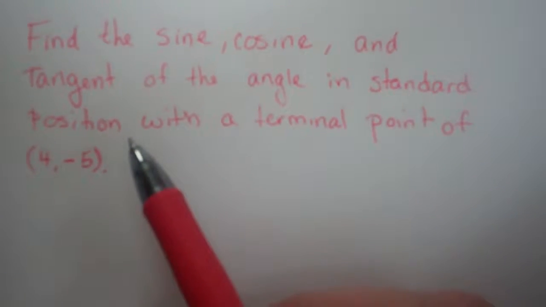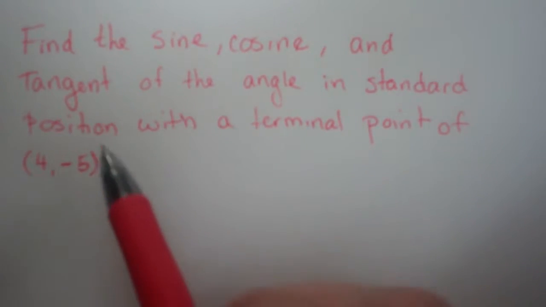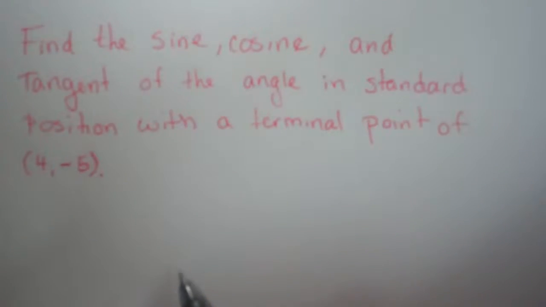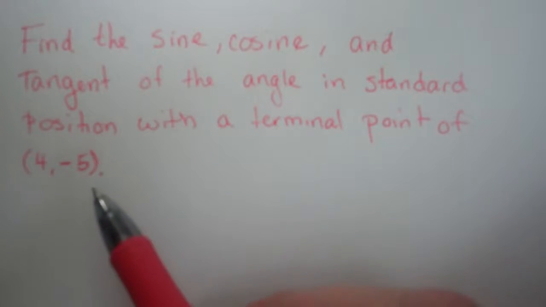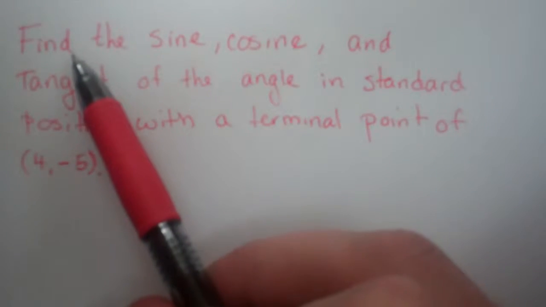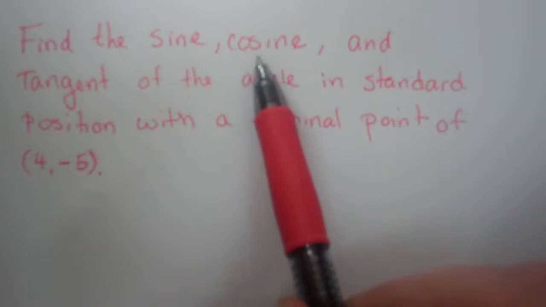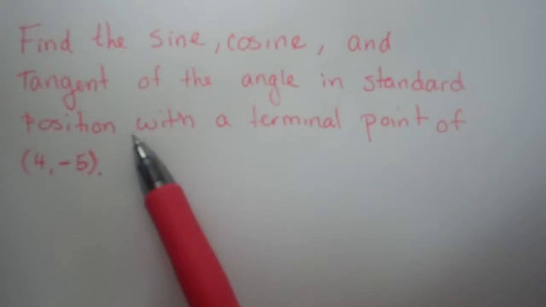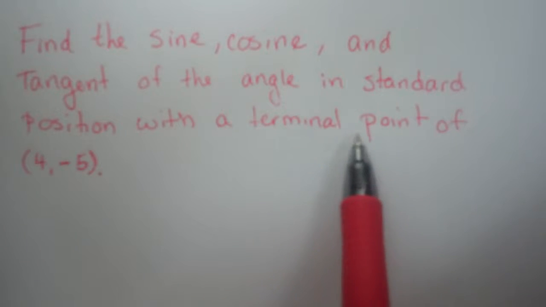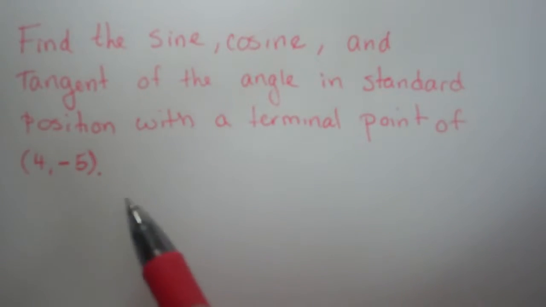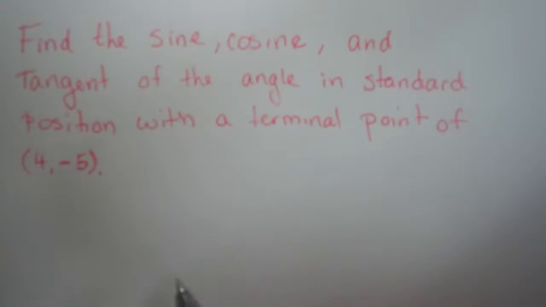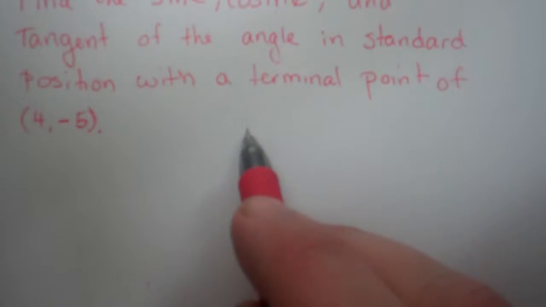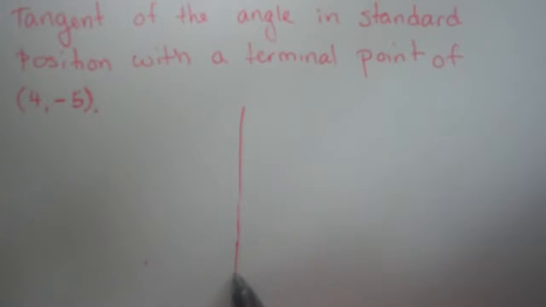Here's another example of using the definitions of sine, cosine, and tangent that don't depend upon using a right triangle. So the example says, find the sine, cosine, and tangent of the angle in standard position with a terminal point of (4, -5). This is what that's referring to. I'll draw a coordinate system in here.